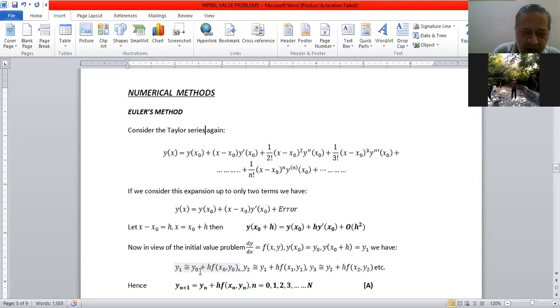Starting with x naught y naught, we obtain y1 using this formula. Then starting with x1 and y1, the next y value is y1 plus h1 at f evaluated at x1 y1, so we get x2 y2, a point on the graph of the approximate solution curve. And then using x2 y2, if we move the same formula's index forward, we get y3. That means a point on the graph with coordinates x3 y3.